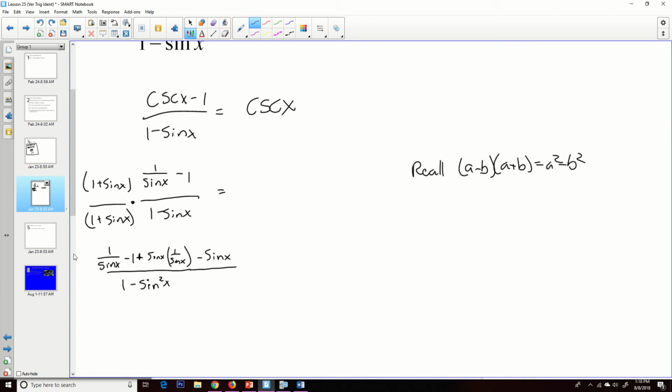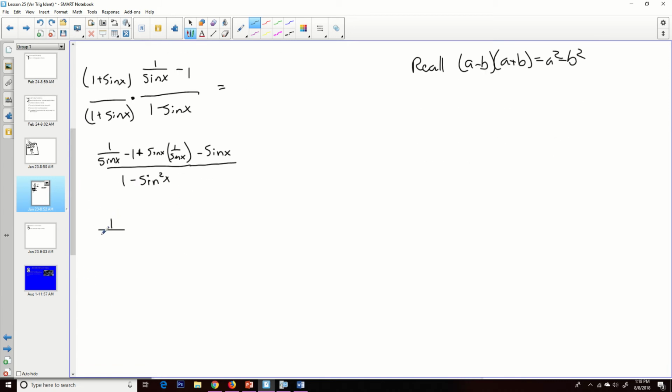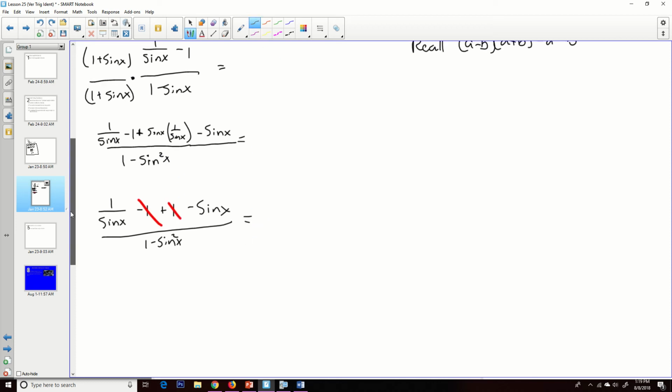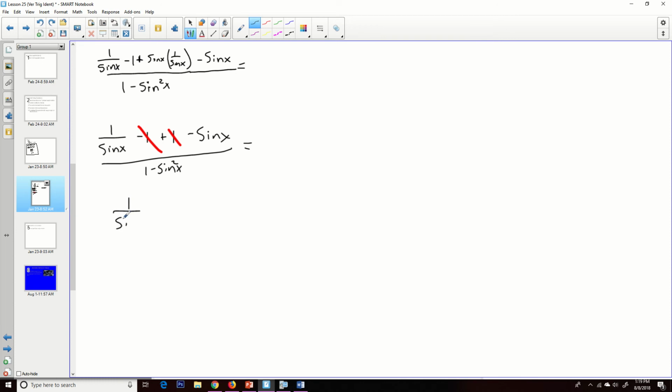And so just to keep it as one step, I get 1 over sine x minus 1 plus 1 minus sine x all over 1 minus sine squared x, excuse me. And so my 1's cancel. Set that equal. And let's simplify. I get 1 over sine x minus sine x all over 1 minus sine squared x.